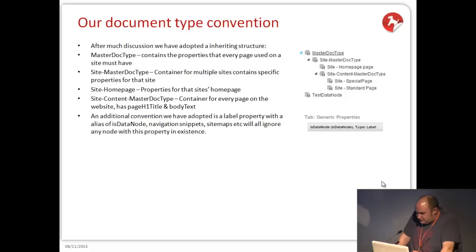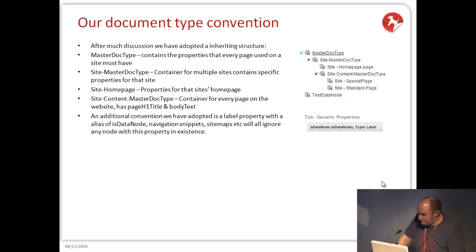Obviously, document type convention is something that everybody probably has, but everybody has a different one. This is our one. We debated it a long time ago for a long time. We just have a master document type, which is everything that every page must have, and a site-specific one, because we're often thinking about multi-site at the very beginning, even if we're only developing one site at the time. Then content and homepage come underneath that, and every other page would generally come under the content one.